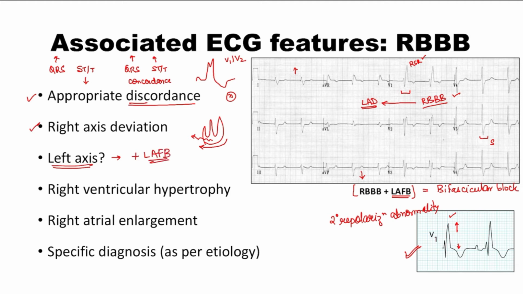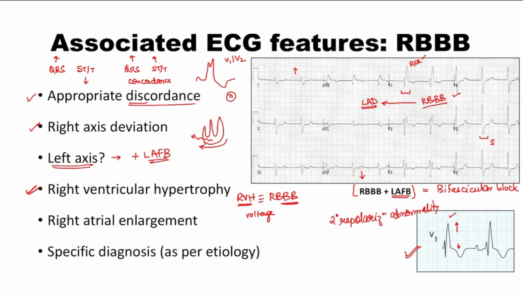Now, many pathologies of right bundle branch block are because of a strain on the right ventricle, and many pathologies like cor pulmonale, rheumatic heart disease, etc. lead to right ventricular hypertrophy, which simultaneously manifests also as right bundle branch block. So RVH and RBBB can manifest simultaneously.